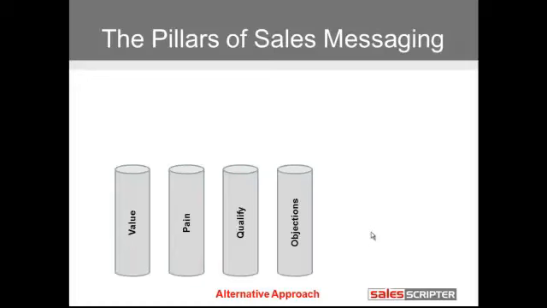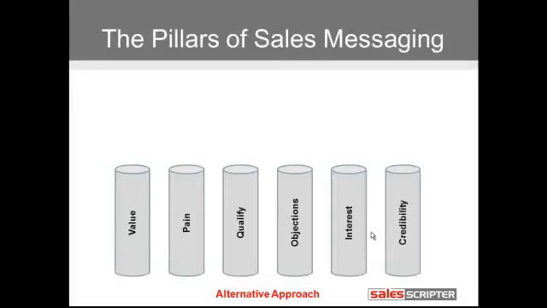Objections are your prospects' messaging, and that's what they say to try to get rid of you or to try to weed you out. But how you respond to those objections should be part of your sales messaging. Interest, at some point we do need to build interest, and we always need to focus on building enough interest in order to get to the next step in our sales process. And credibility. Of course, you need to establish credibility in order to be successful. So these are the pillars that we use to build our foundation of sales messaging.